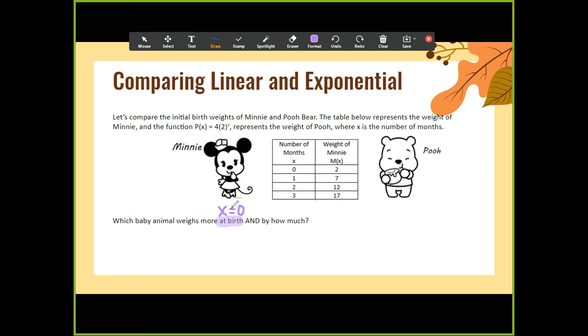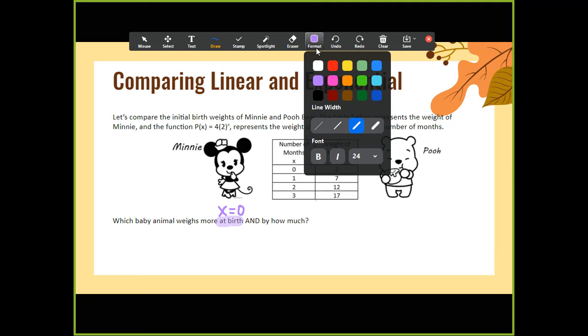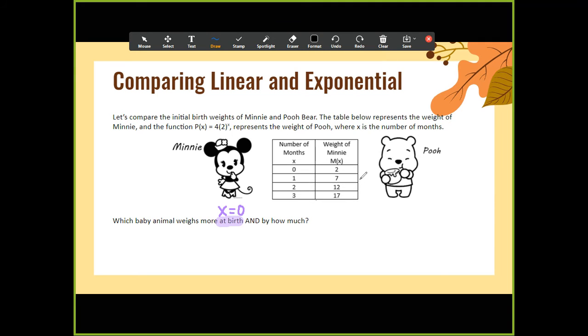Okay, and here we can make the connection to y-intercept because the y-intercept of any function is where the x value is 0. So realistically, what we are doing is finding the y-intercept of this exponential function and finding the y-intercept from a table. All right, let's start with the exponential function for Pooh Bear.